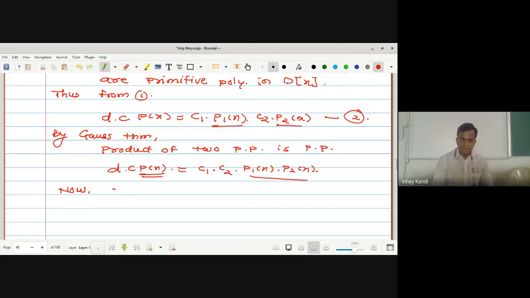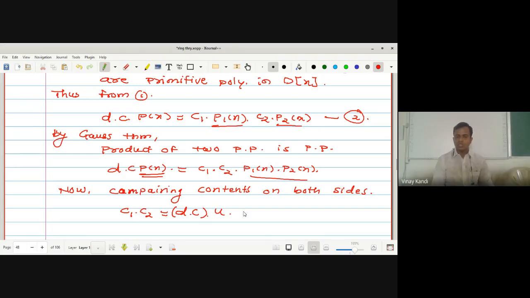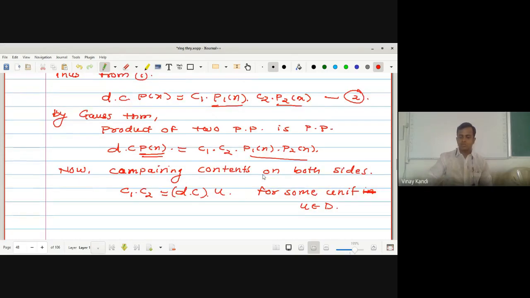Now comparing contents on both sides, what we get? c1 into c2 is equal to d into c into u, where u is a unit in D, for some unit u belongs to capital D.